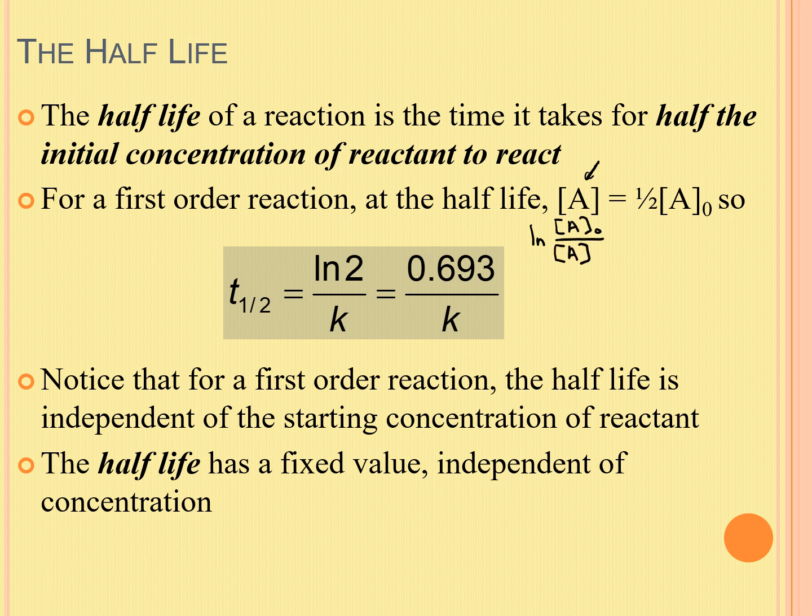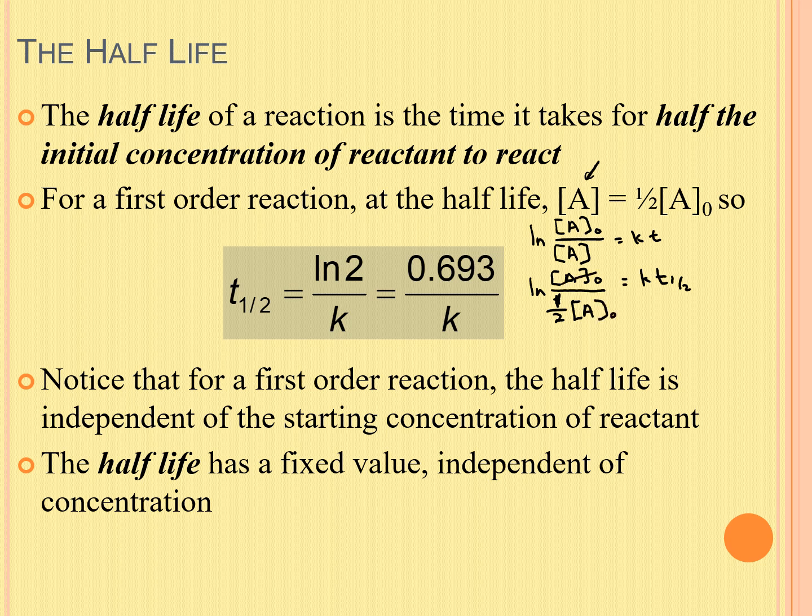And so if we had our equation like so is equal to kt, what this is saying is that this would be the natural log of our initial concentration, A naught, divided by our concentration at the half-life time, which would be equal to 1/2 of A naught.